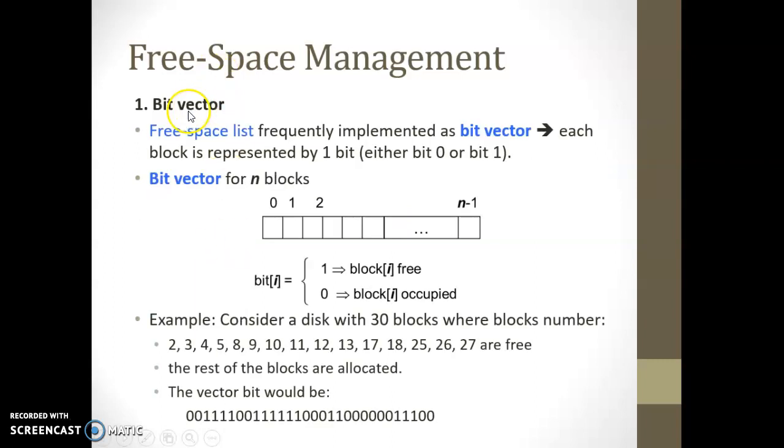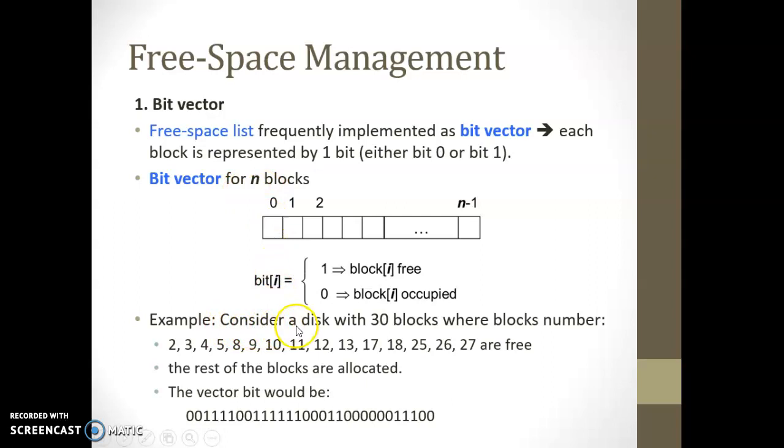Now, this is bit vector. So for bit vector, free space list frequently implemented as bit vector. So each block is represented by one bit, either bit 0 or bit 1. Now, this is the example. This is the example of bit vector.